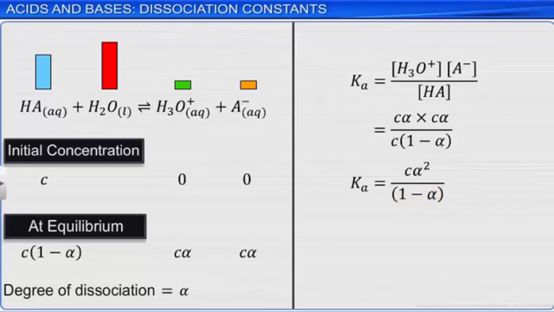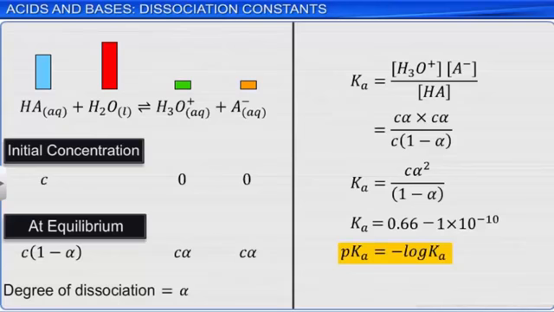The values of Ka range from 0.66 to as low as 1 multiplied by 10 raised to the power minus 10 and even smaller. Hence, to accommodate such a wide range of values, the logarithmic scale is used. It is expressed as pKa equals negative log of Ka. The stronger the weak acid, the higher the value of Ka, and the lower is the value of pKa.